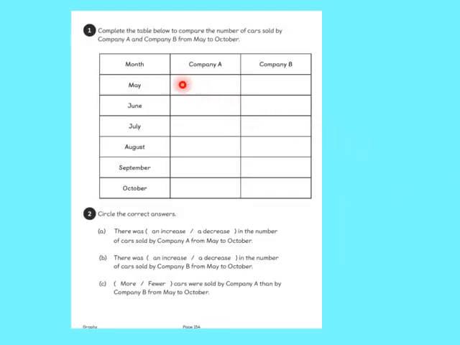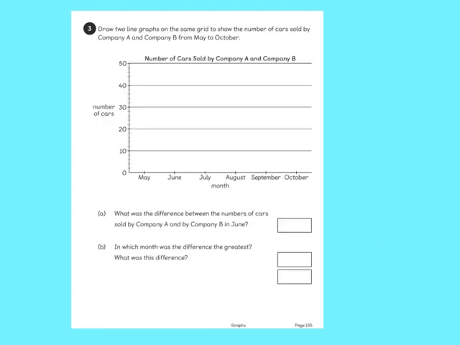So for question 1, you need to complete this table by taking the information from the graph and writing it in these boxes. And once you have that information, you can circle the correct answers in question 2. For question 3, it's quite like the guided practice because you have to draw 2 line graphs on the same grid to show the number of cars sold by company A and company B. Now you will get this information from the table that you filled out for question 1. And then you have these questions to answer here.